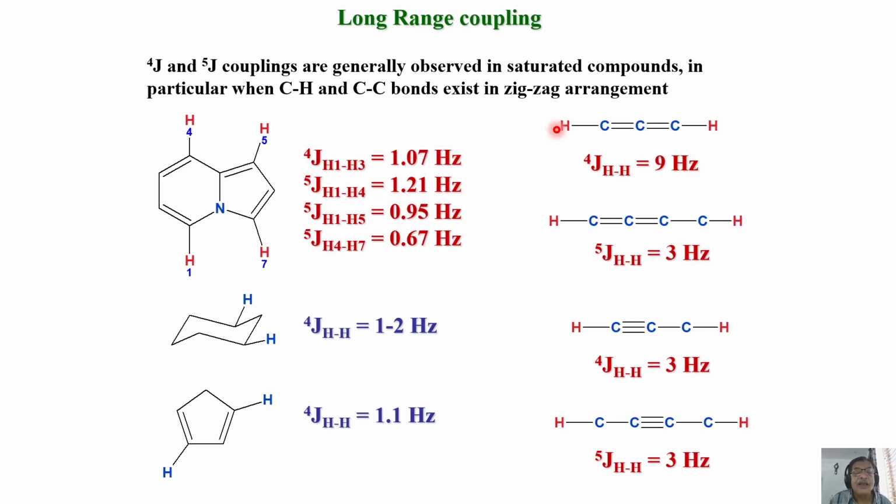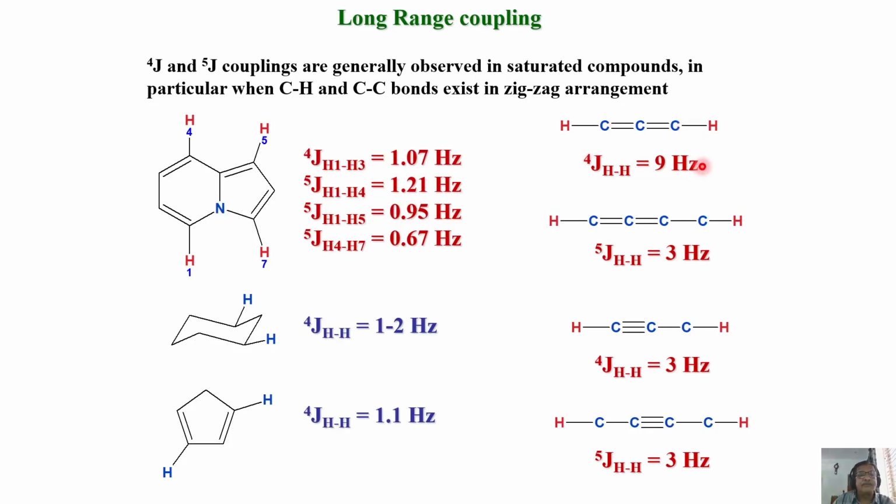But in some specific examples, especially when you have molecules which are linear like this, or a molecule which has a zigzag shape like this, very long range couplings have been observed. For example, in this molecule, this proton and this proton are separated by 1, 2, 3 and 4 bonds, and there is a 4-bond coupling of 9 hertz. It is really large. 4-bond coupling almost practically goes to 0 in some cases, and in this example we could see 9 hertz.